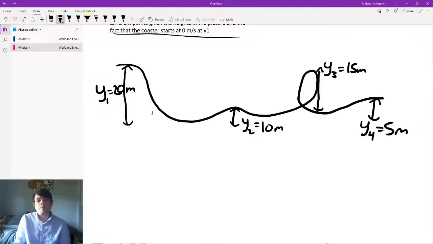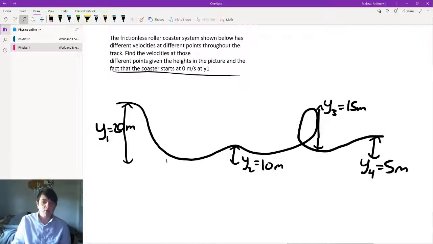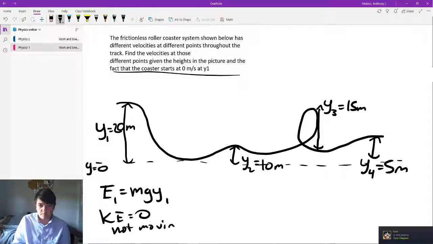Not for this problem. So how we do this is we start off, look at our list, and define energies throughout the problem and a 0 point. My 0 point is going to be where these guys are already relative to. So I'm going to say right here is 0. Relative to this point at y1, E1 has mgy1, and it's not moving.